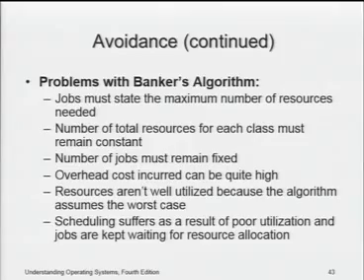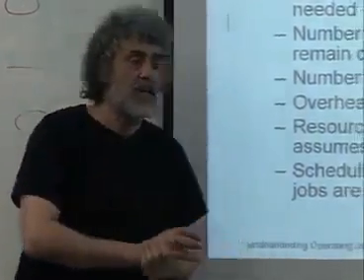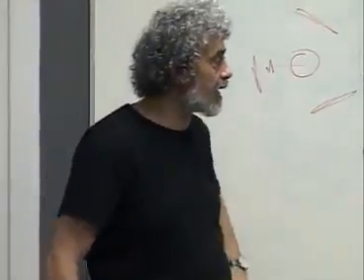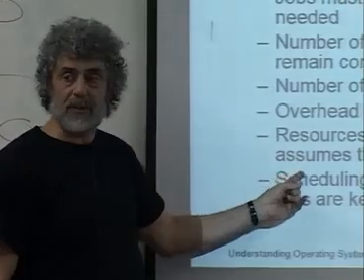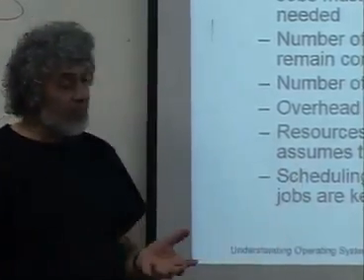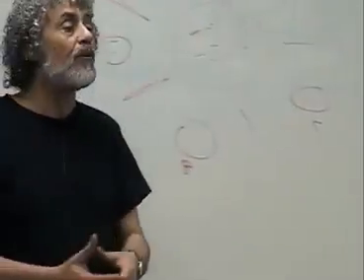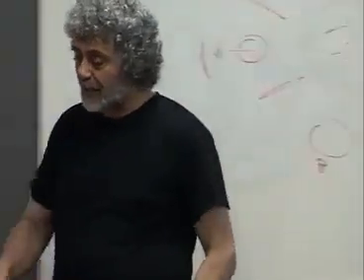If the number of processes changes, then we have to recalculate. If another new process is submitted for execution, all this calculation has to be redone again. Resources aren't well utilized because the algorithm assumes the worst case, so it keeps going, okay, what if you need this and what if you need this? Well, here, we'll give you the two of them just in case. Scheduling suffers as a result of poor utilization, so you'll end up actually doing not great performance.